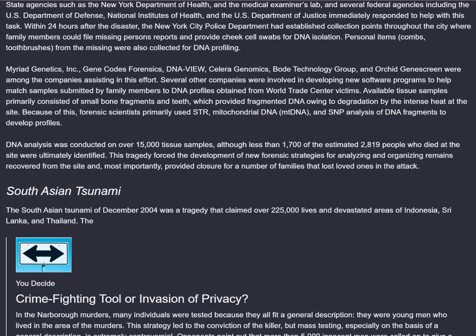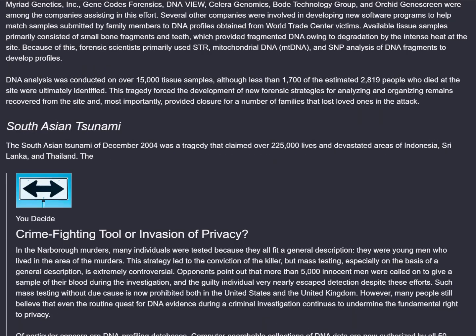Within 24 hours after the disaster, the New York City Police Department had established collection points throughout the city where family members could file missing persons reports and provide cheek cell swabs for DNA isolation. Personal items, combs, toothbrushes, from the missing were also collected for DNA profiling. Myriad Genetics, Inc., Gene Codes Forensics, DNA View, Celera Genomics, Bode Technology Group, and Orchid Gene Screen were among the companies assisting in this effort.